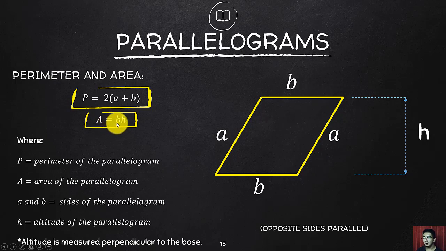However, the base is always the one horizontal or on the ground or on the surface, on the bottom. The height is still a perpendicular height, meaning you don't solve for the area of a parallelogram by multiplying B and A. A is not a perpendicular height, it's a slant height. To get the area of a parallelogram, B must be multiplied by a height that is perpendicular to it. So that is for a parallelogram.